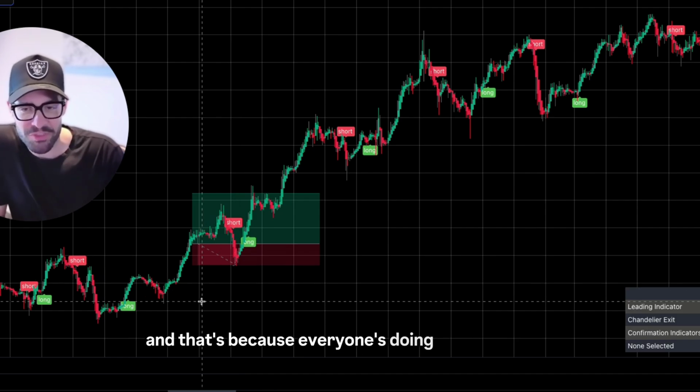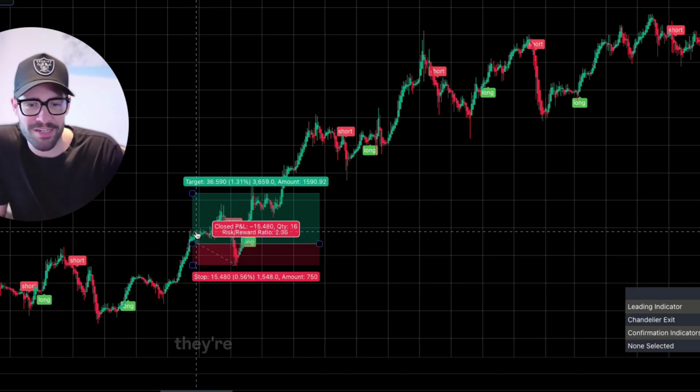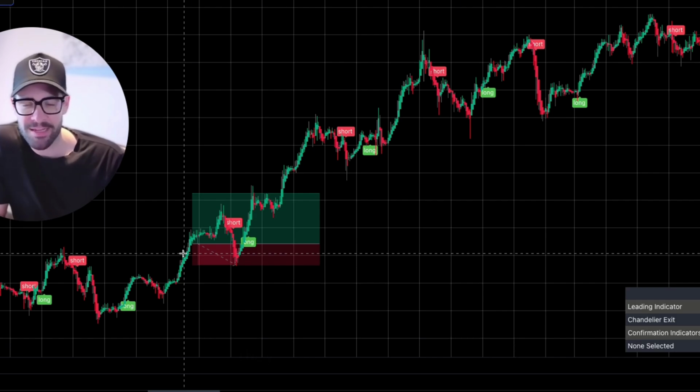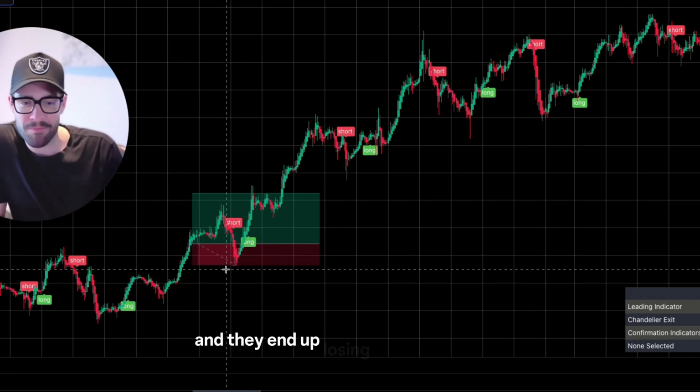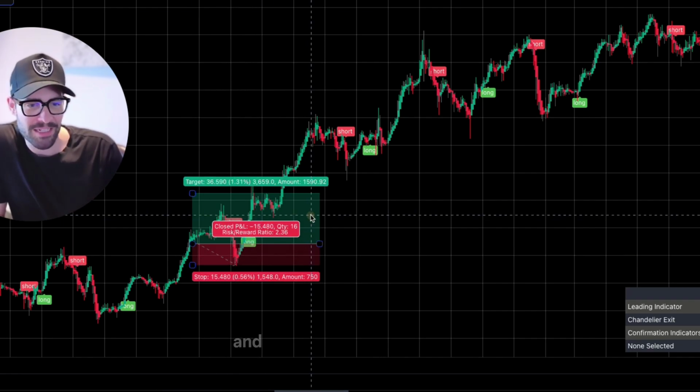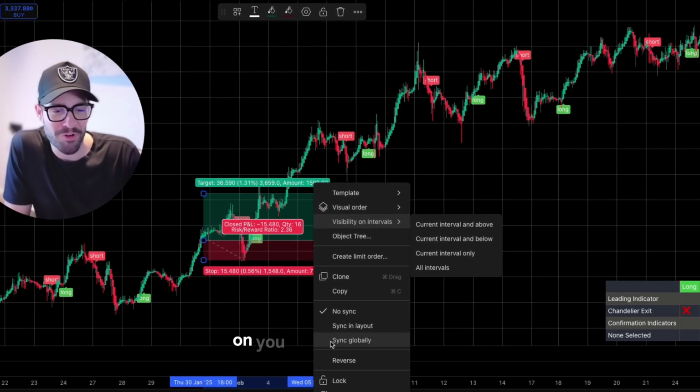And that's because everyone's doing the same thing. The majority of the retail traders get in because they see this rally, they get themselves excited, and they want to get in on the action. So they jump the gun, they're impatient, and they end up losing out because of it. And the markets are counting on you doing this kind of thing.